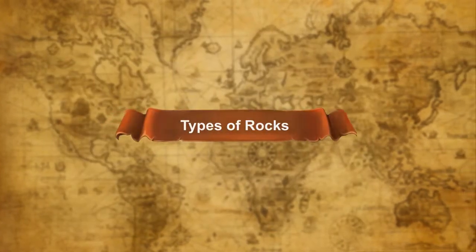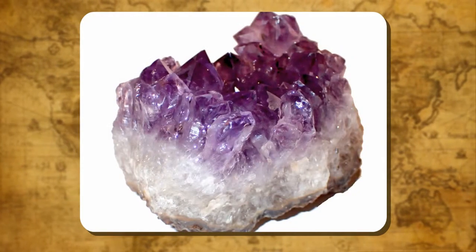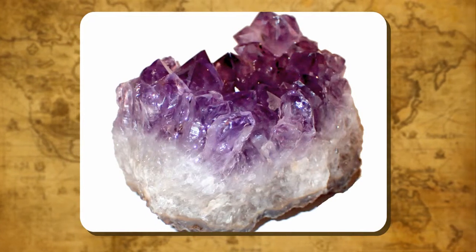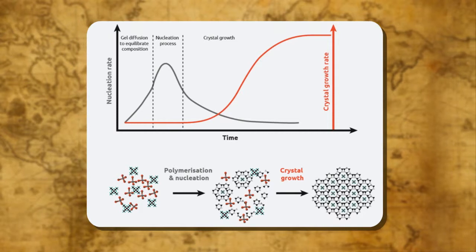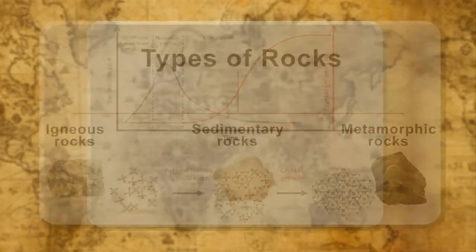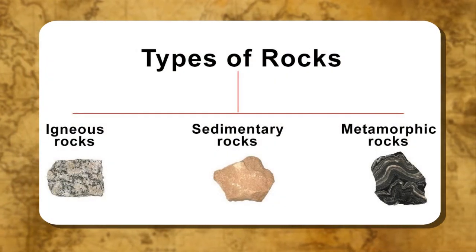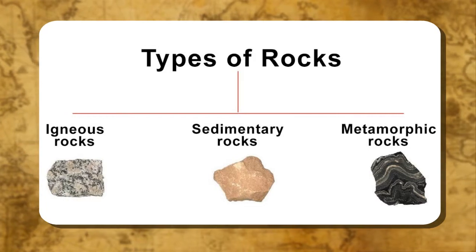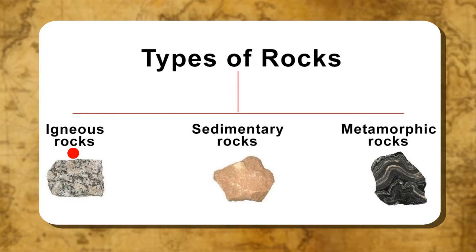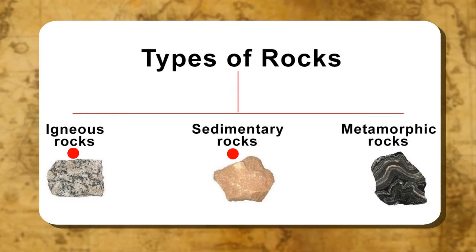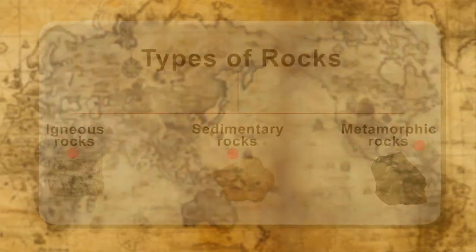Types of rocks. The crystal rocks are classified on several grounds, like mode of formation, physical and chemical properties, locations, etc. The rocks are divided into three broad categories on the basis of their mode of formation. They are Igneous Rocks, Sedimentary Rocks, Metamorphic Rocks.